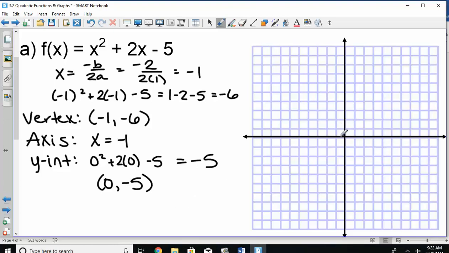So let's plot these. Vertex, negative 1, negative 6. Y-intercept is at negative 5. Axis of symmetry, if you remember in Algebra 2, we usually just drew a dashed line going through the vertex. And then we took our y-intercept and reflected it over that line to get a third point on the graph. So if I look at my y-intercept, it's 1 away from my line, so if I reflect it to the other side, it goes 1 away on the other side.